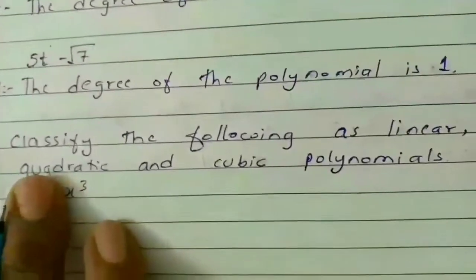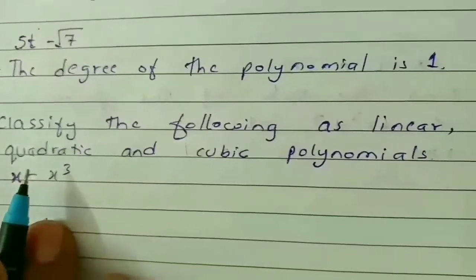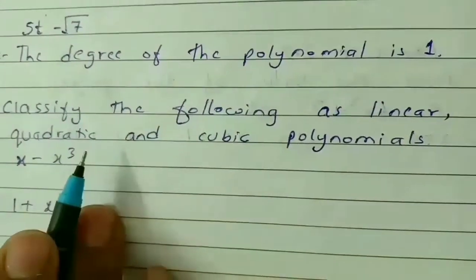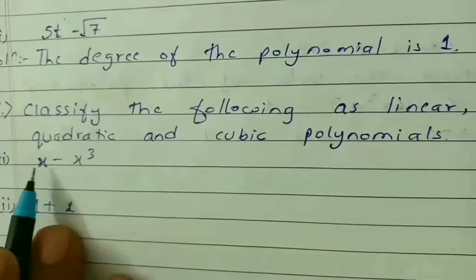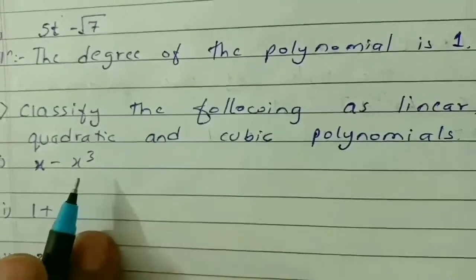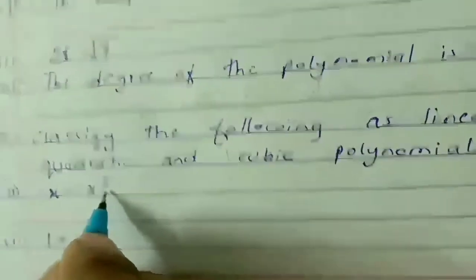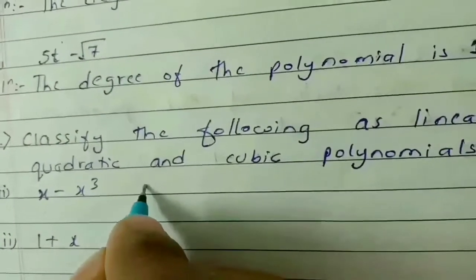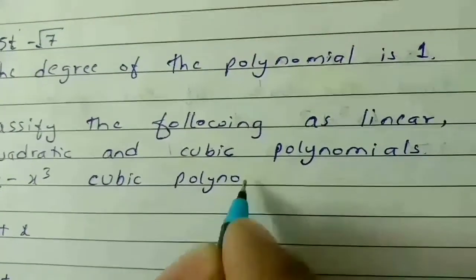Now the fifth question, classify the following as linear, quadratic and cubic polynomials. First question is x square minus x cube. This is the cubic polynomial since it has a degree 3. So this you can write as cubic polynomial.